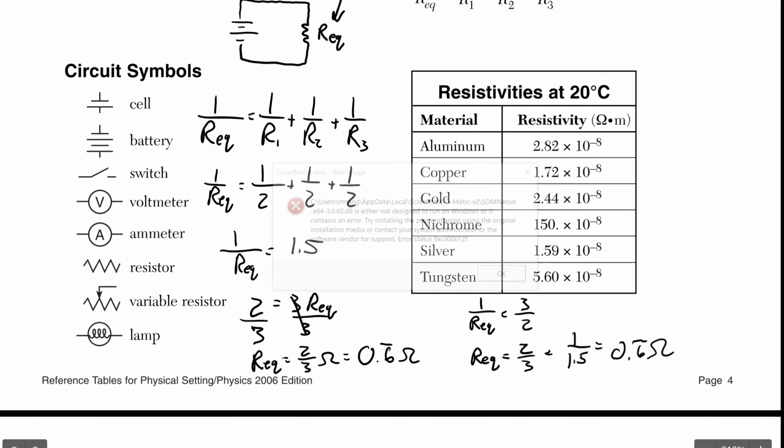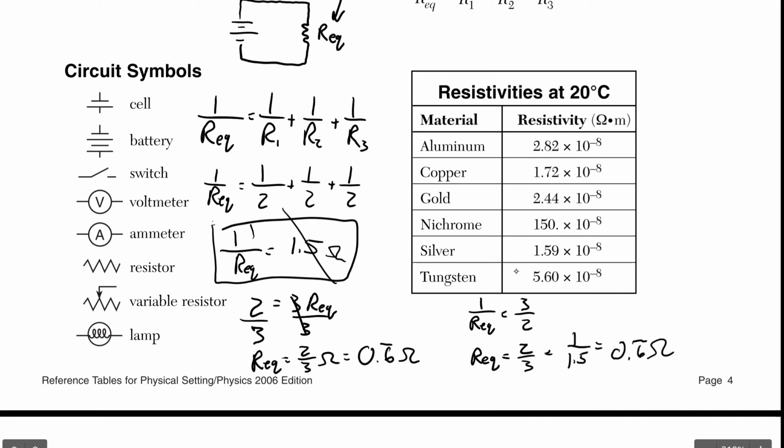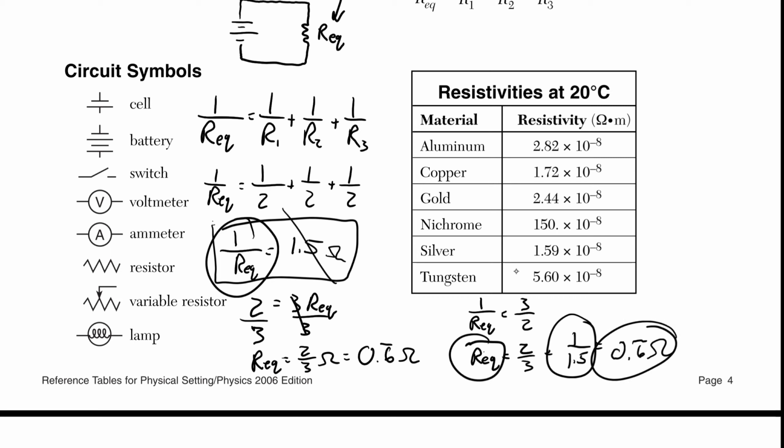So there are a lot of different ways that you could be doing this, and they're all valid. But what's not valid is leaving it like this. Your answer isn't 1.5 ohms because that's equal to 1 over REQ. We want REQ, not 1 over REQ. And the EQ is the equivalent resistance, right? So that's why we do 1 over 1.5 or 0.67 ohms. That's the answer, not 1.5.